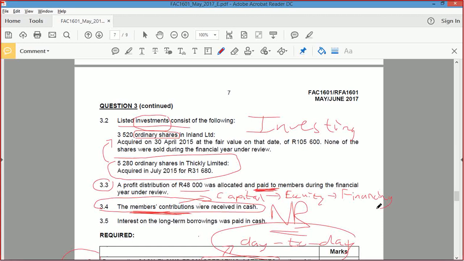Right, 3.5. Do I need 3.5? Interest on the long-term loan borrowing was paid in cash. No, because it's long-term borrowing. Be careful. You're right about the long-term borrowing: long-term borrowing is financing. I agree with that. But this isn't about the long-term borrowing, it's about the interest on the long-term borrowing. So is interest operating, financing, or investing? Operating. Interest is calculated on those loans day to day. Interest must be part of operating activities. So 3.5 you do need, and it's interest.